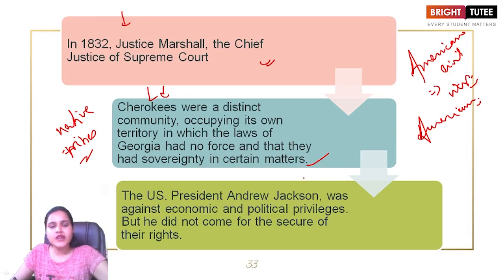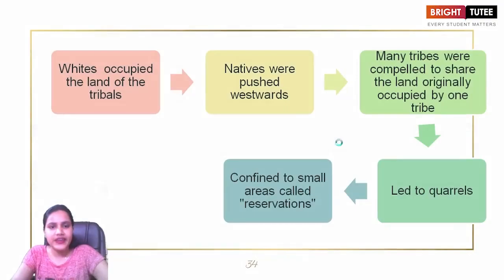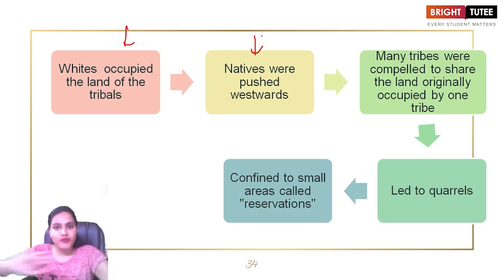Now, the US President at that particular time, Andrew Jackson, was against the economic and political privileges, but he did not come forward to secure their rights. Students, we see that the privileged and powerful people in the US themselves were not supporting the natives who were being exploited or treated unjustly as their lands were being taken. So the historian's viewpoint on the whole process is that the whites occupied the land of the tribals. Because the whites were occupying these lands, the natives were pushed westwards.